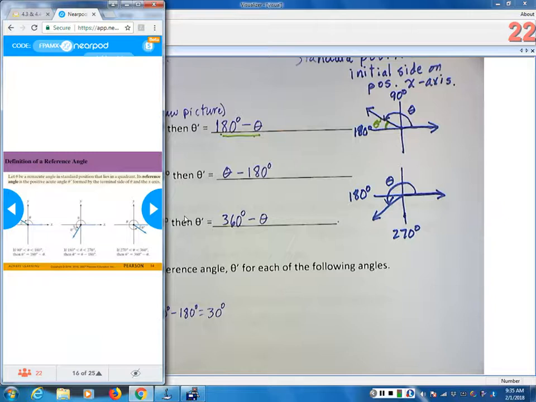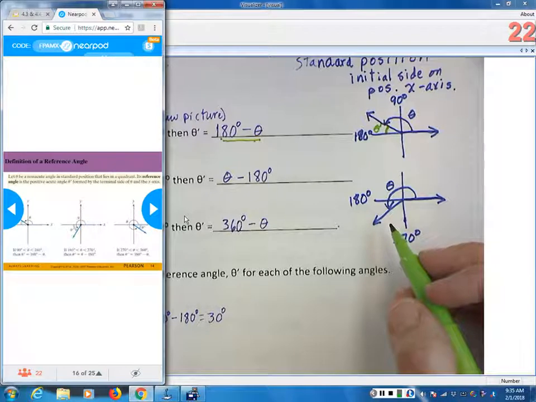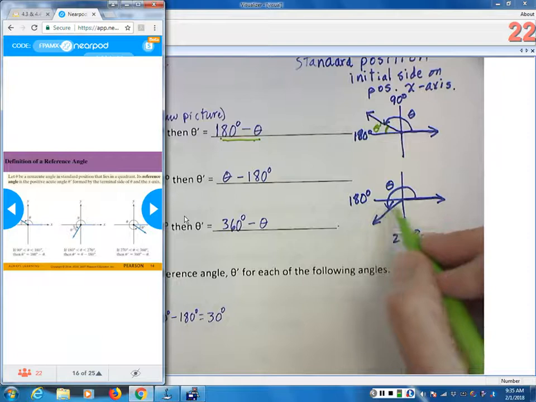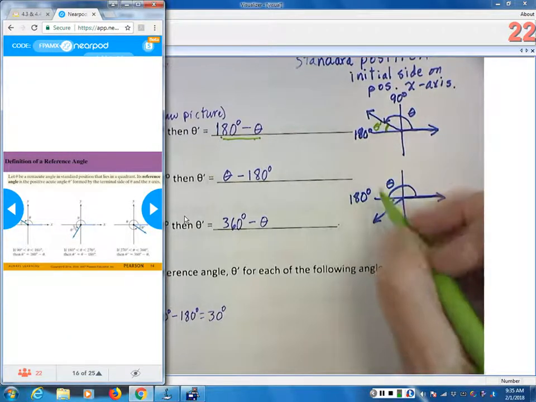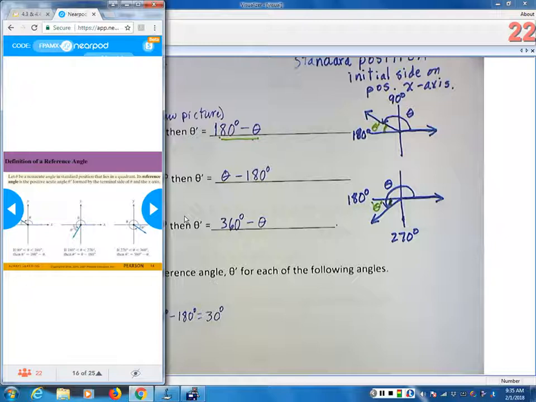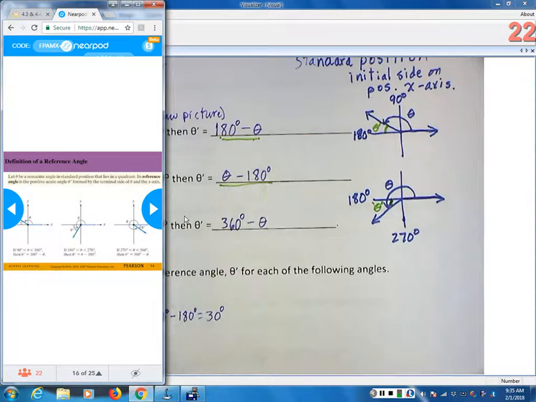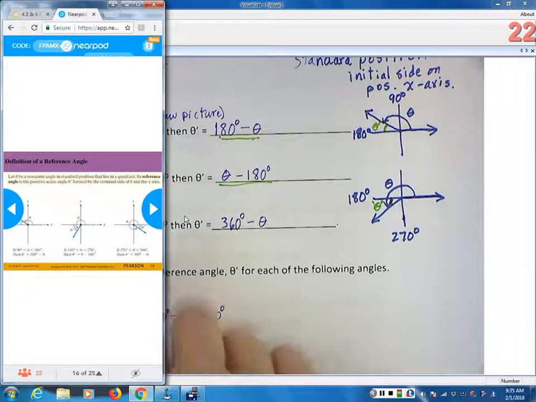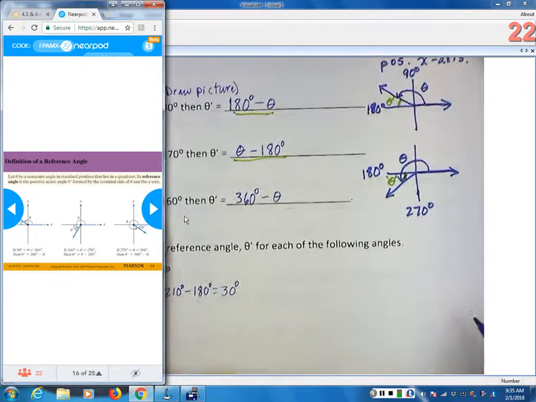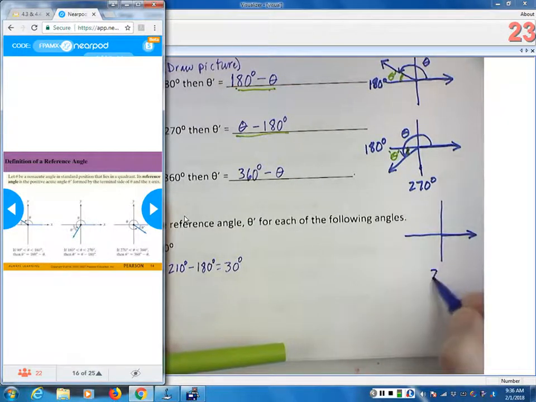So what's theta prime? Theta prime is always formed by the terminal side and the x-axis. So here's the x-axis. So we don't go over here with it. This is going to be our theta prime right in here, and it has to be a positive angle. So we're going to end up taking theta minus 180, but you can figure it out from the picture. Okay? And then the last example, if theta is between 270 and 360 degrees, this is its initial side, and this is 270 degrees, this is 360. So we're going to go all the way around to this quadrant somewhere. There's our theta.